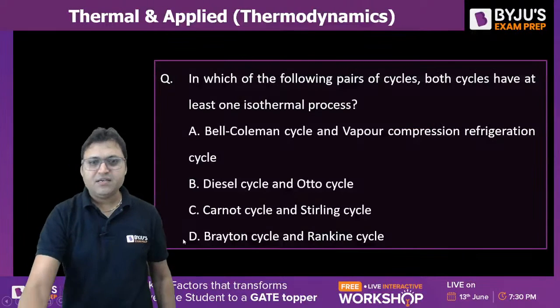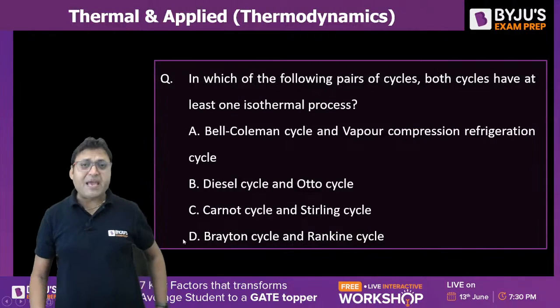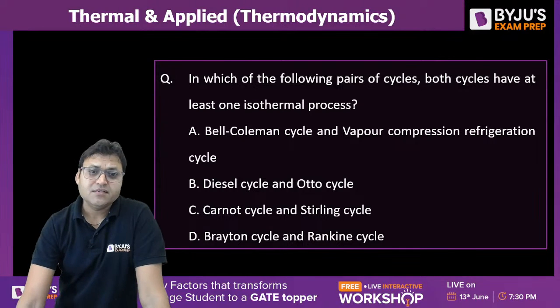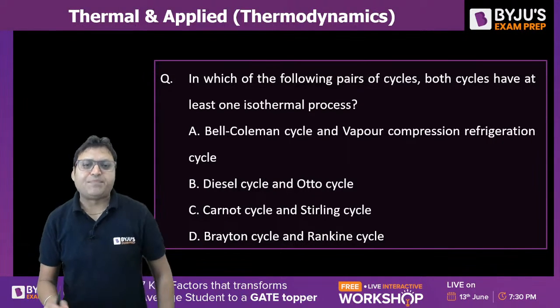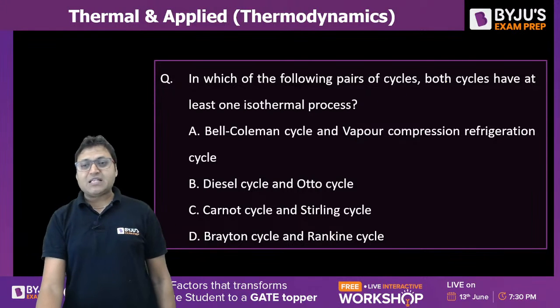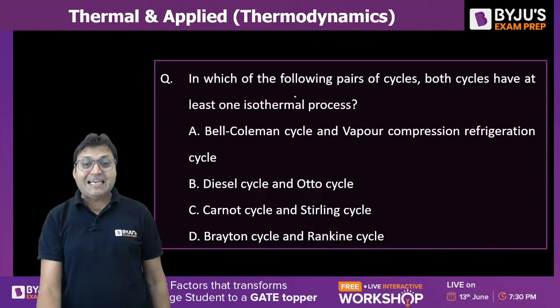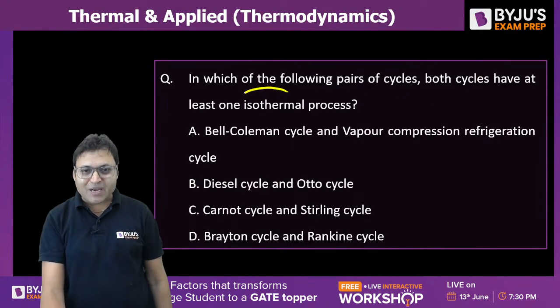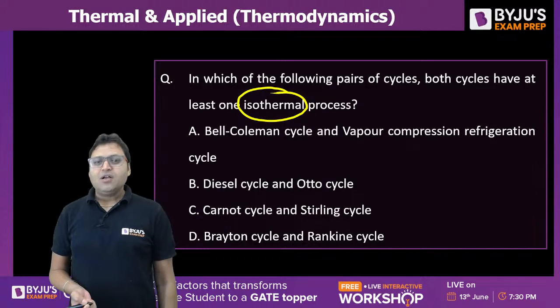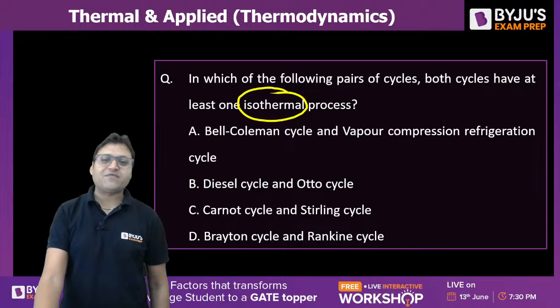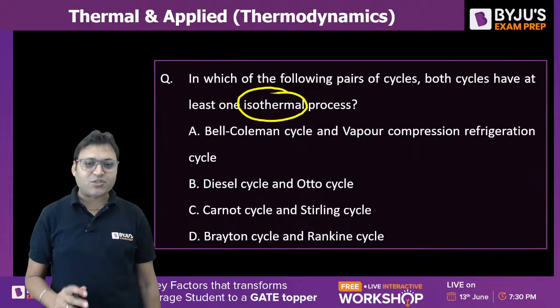Let us start with the first question. Very basic, simple, theoretical, conceptual question. In which of the following pairs of cycles do both cycles have at least one isothermal process? The various cycles are given in the options. Which pair of cycles is having at least one isothermal process?